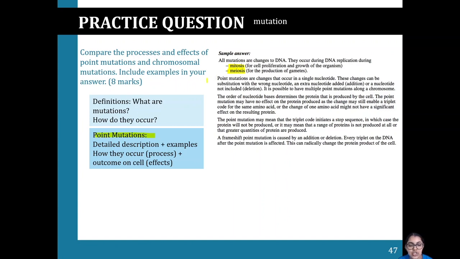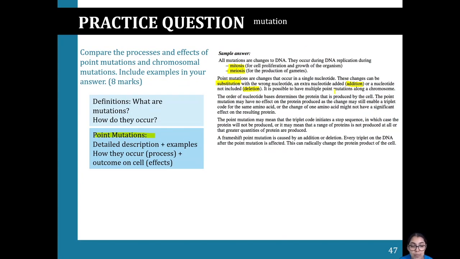As you can see here, it's not just one big chunk of paragraph, and that's because when you write a big paragraph, in cases like an 8 marker, it can start to lose meaning and structure. So I always recommend doing smaller paragraphs. Point mutations are changes that occur in a single nucleotide. These changes can be a substitution with the wrong nucleotide, an extra nucleotide being added, so that's addition or insertion, or a nucleotide not being included, which is deletion. So we've talked about point mutations, and how that's either substitution or frame shift, which includes insertion and deletion.